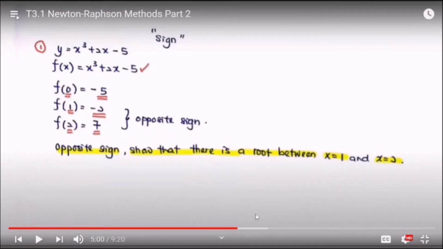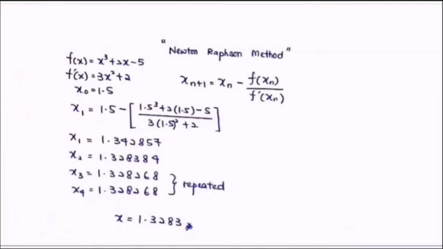So sekarang saya akan pergi ke kaedah yang seterusnya, iaitu Newton-Raphson method. So the purpose is to approximate or estimate the root of the equation. So repeat the same thing. Like just now, we already determined the function of f(x). So now what we have to do, the first step, is to determine the function. The second one is to find the first derivative, where we differentiate f(x) and we will obtain 3x squared plus 2.